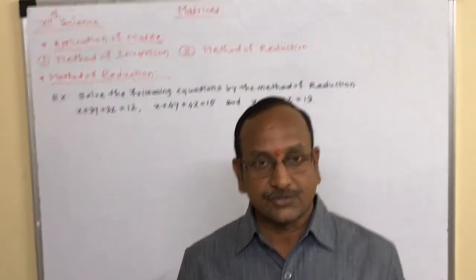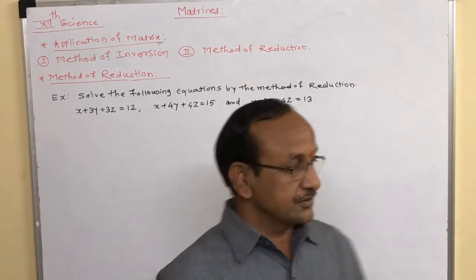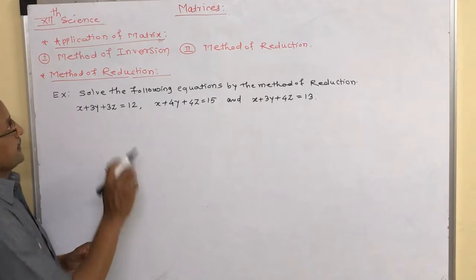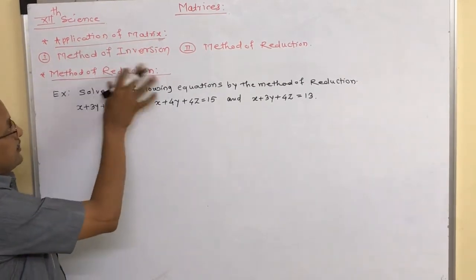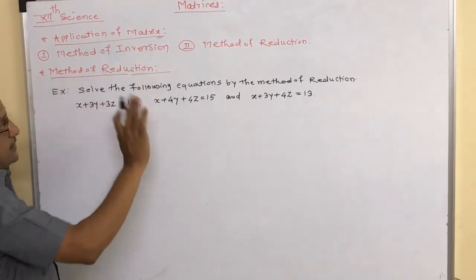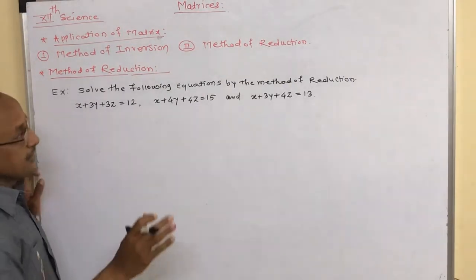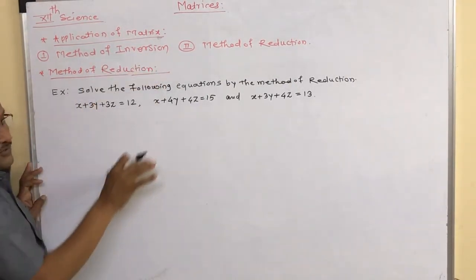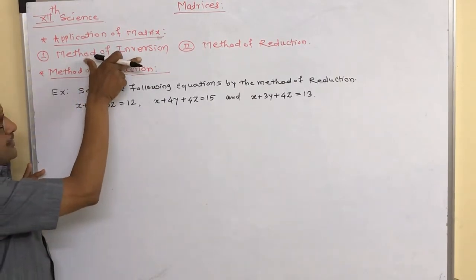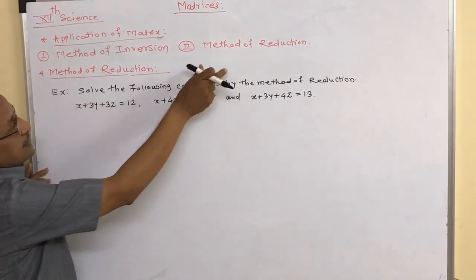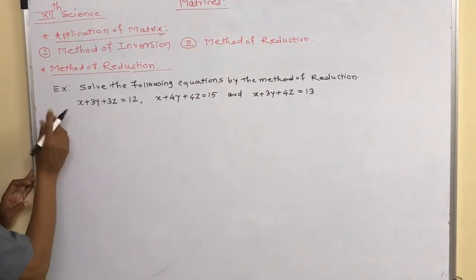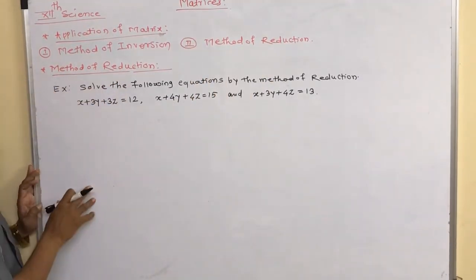Now we are going to start the method of reduction. In this application of matrix there are two methods, one of which is the method of inversion and the other is the method of reduction. Already you have learned the method of inversion, how to find the values of x, y and z by using it. So now take this method of reduction. Let us take one example.